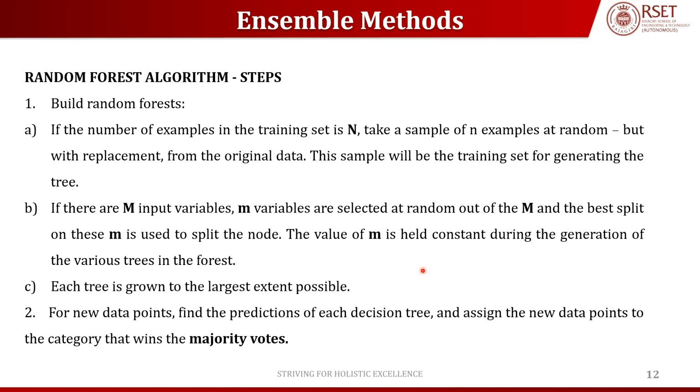After we build our forest, we can make predictions. For a new data point, we feed it through every single tree in our forest, and each tree will give its own prediction. And then we simply take the majority vote among all the trees to get our final classification.